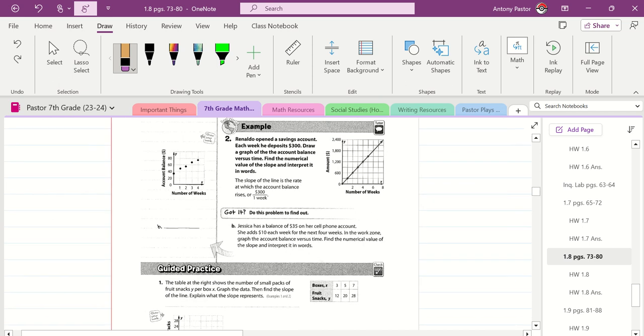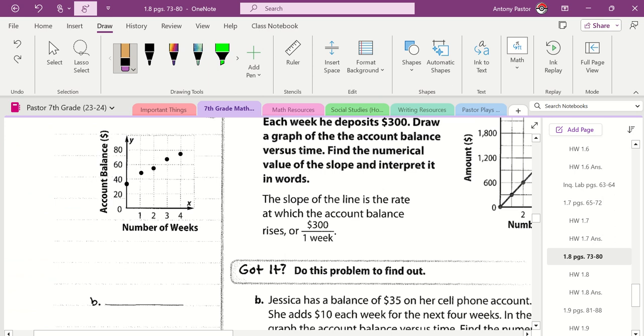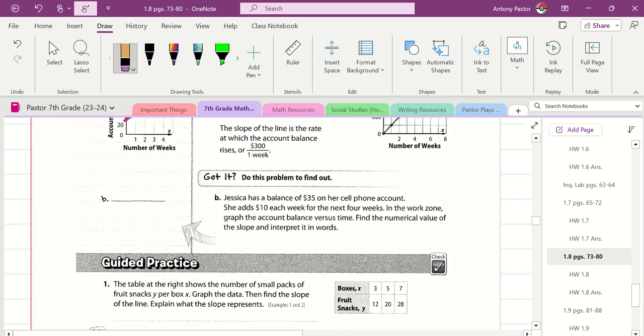Now, with these kinds of questions, they're going to want you to graph it. So you're going to have to graph it and then draw a line through it. So that's part of your homework, is graphing it correctly. And then the next part is interpreting it or writing a statement saying that the slope is 10 over 1, which is an indication that she is depositing $10 each week into her account.